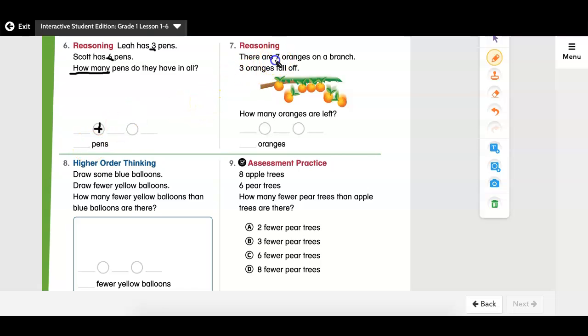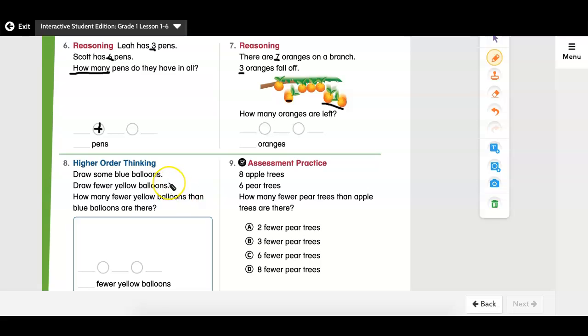Number 7 says there are 7 oranges on a branch. 3 of those oranges fall off, so we can see those oranges falling down here. So it wants me to write my subtraction equation for number 7. So how many oranges did I have total? Minus how many oranges fell off equals how many are left on the branch. Wants to know how many oranges are left on the branch.